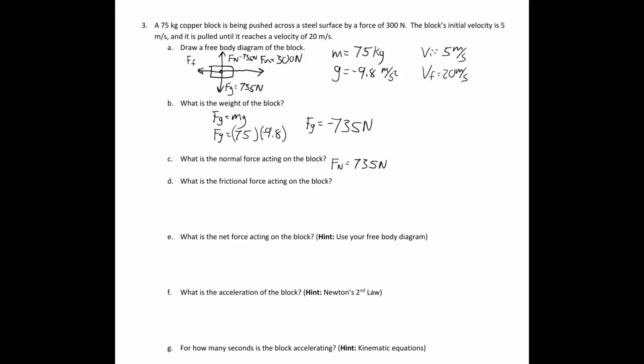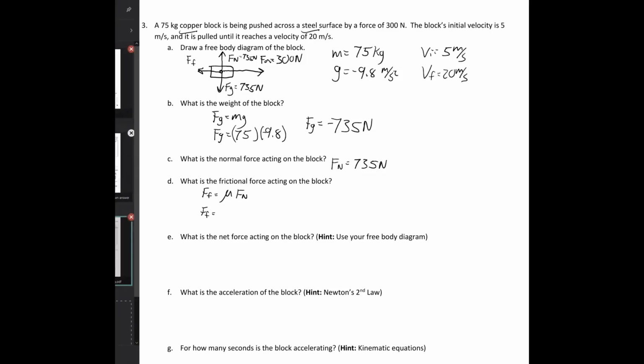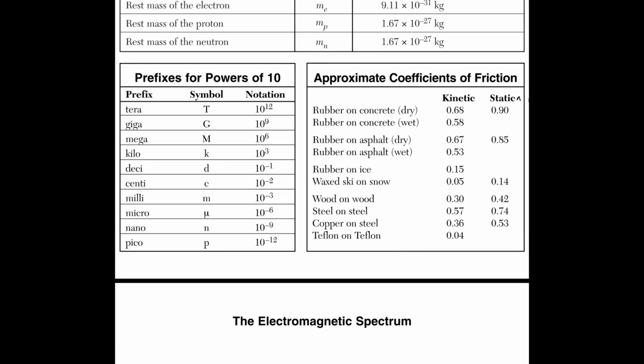What is the frictional force acting on the block? Okay, so Ff is equal to mu Fn. We just figured out what Fn is. We should be able to figure out what the coefficient is. Let's see. It's copper on steel. So let's look in our handy reference table, up on the back page here. Let's see. Copper on steel. Right here.